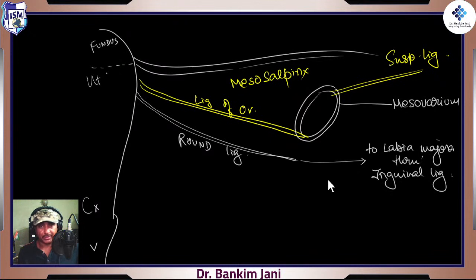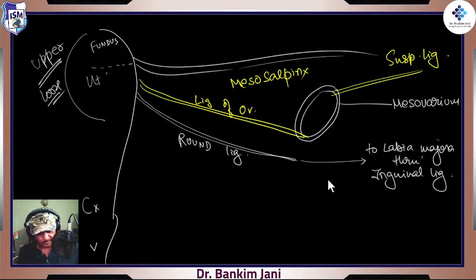This much is upper support, and this is loose. So actually, they won't prevent uterine prolapse. We'll say it is a weak support. So what are the main or powerful supports?